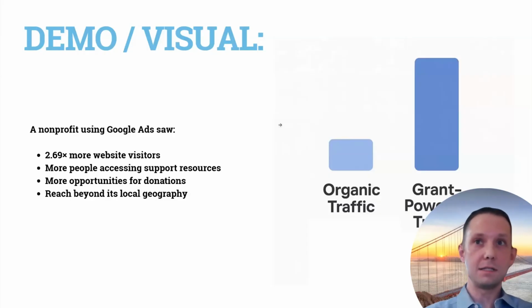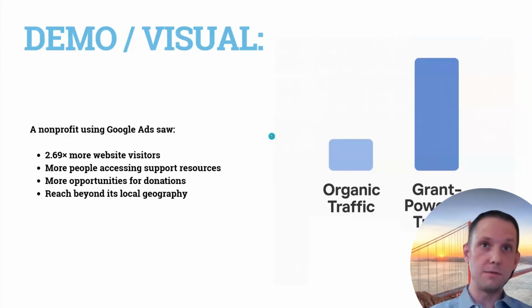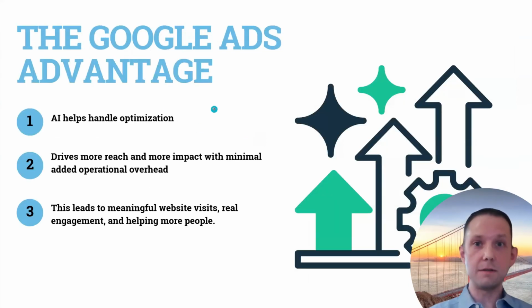So how this plays out, this is an example. There's a nonprofit that was doing social, they had email, they had a great website and SEO. And by turning on the ad grant, they saw almost 3 times the opportunity, which gave them more opportunities for support resources, more donations, and reach beyond their local geography, which is one of the biggest challenges with organic, with these rules. Google Ads allows you to target all of the US. And moving forward, this is a real impact of it all.